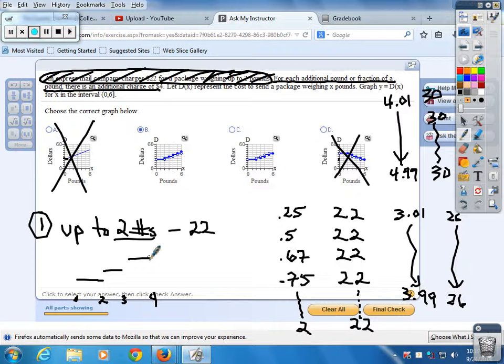This right here tells you up to 2 pounds. That tells you that you do not reach the 2 pounds. You do not reach the 3 pounds before you go to the next. So that's why there's an open circle here and then here. Or vice versa. That's your answer. Is it B or C?